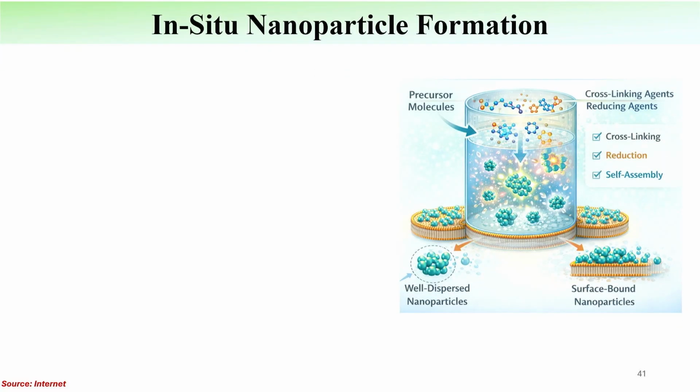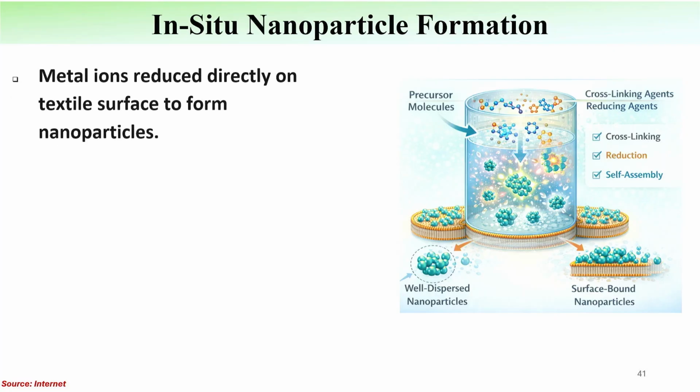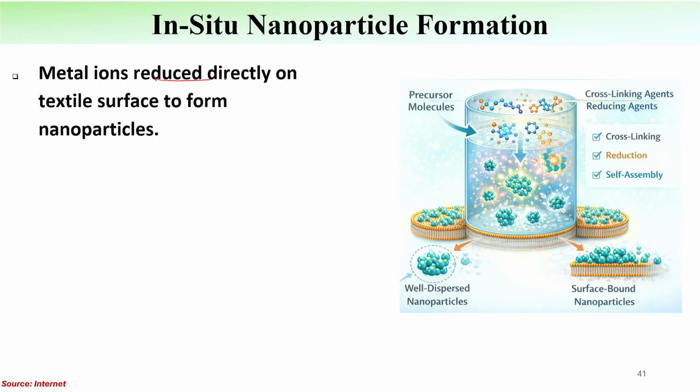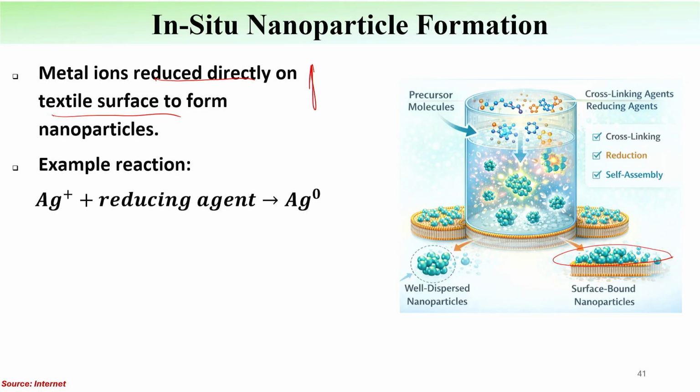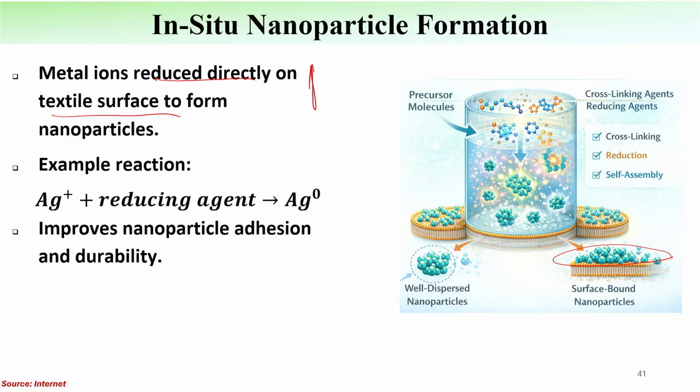Next is in situ nanoparticle formation. Metal ions reduce directly on the textile surface to form nanoparticles. So, on the textile surface, nanoparticles are created there, in situ deposited. This is one example reaction. It improves the nanoparticle adhesion and durability, because it is an in situ deposition.